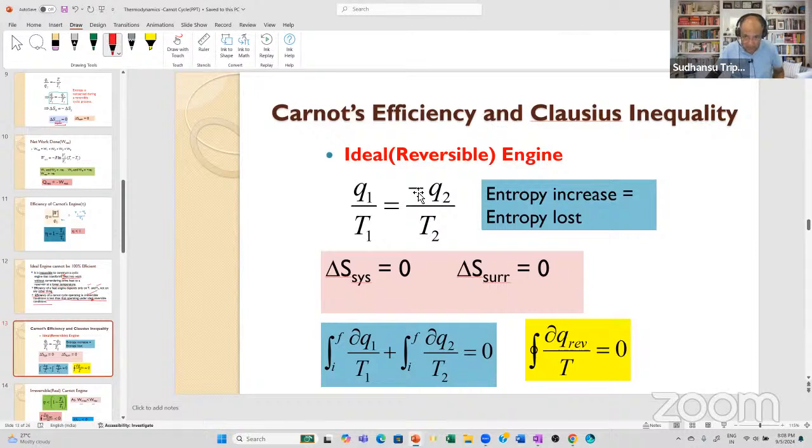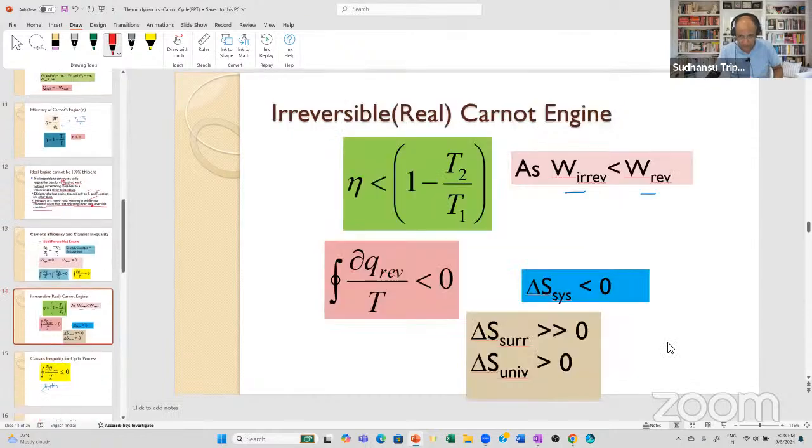In the ideal case, Q1 by T1 is equal to minus Q2 by T2. There is no change either in the system or the surroundings. And therefore, if you integrate, this is the integral form, the total integral will be 0. The first term is the gain in entropy, the second term is the loss in entropy. So the net will be 0 because in a reversible process both are the same. So the net change is 0 for the system.